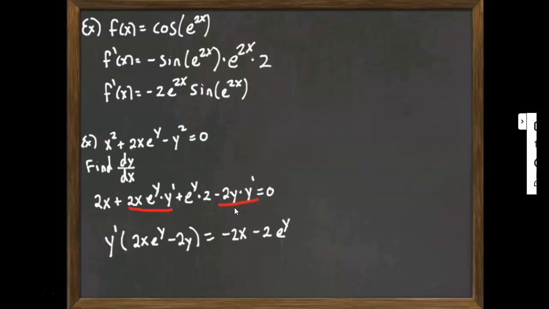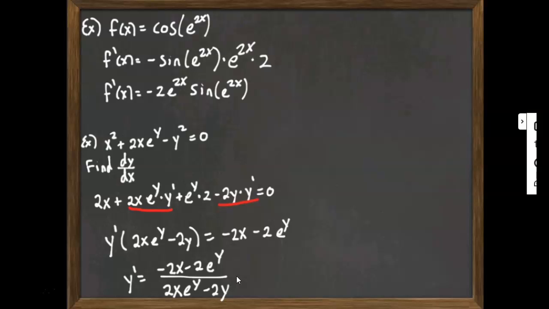So solving for y prime, we just need to take this quantity here, 2x e to the y minus 2y, and divide that into both sides. And that will give us y prime equals negative 2x minus 2e to the y, all divided by 2x e to the y minus 2y. And so now we have our derivative.